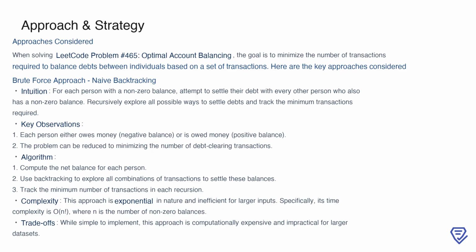A few key observations help guide this process. First, each person will either owe money, represented by a negative balance, or be owed money, represented by a positive balance. This means the problem boils down to minimizing the number of transactions needed to clear these balances. To implement this, we calculate each person's net balance, use backtracking to explore transaction combinations, and track the minimum transactions during recursion. However, this approach is computationally expensive, with a time complexity of O(n!), due to the factorial growth of possibilities. While it's simple to understand and implement, this brute force method becomes impractical for larger datasets because of its inefficiency.